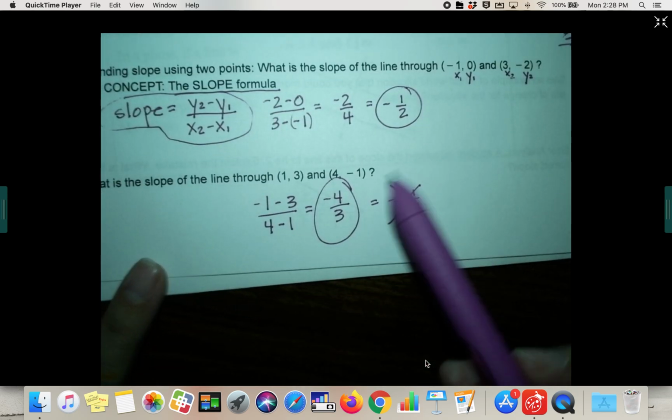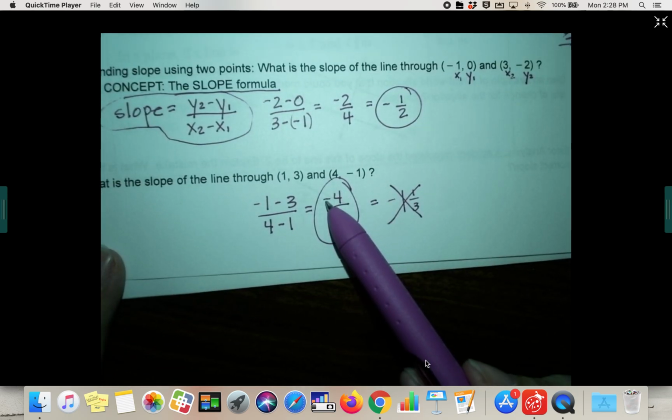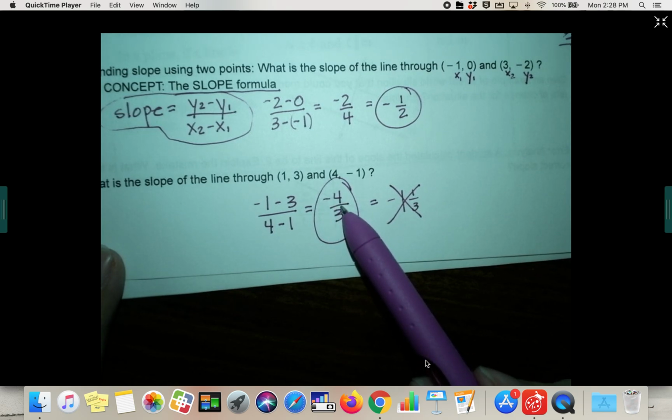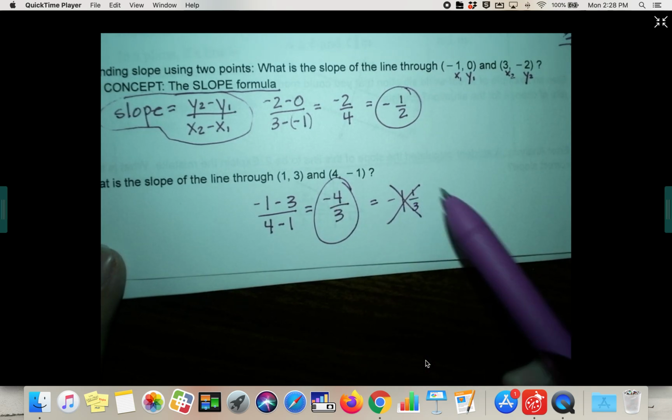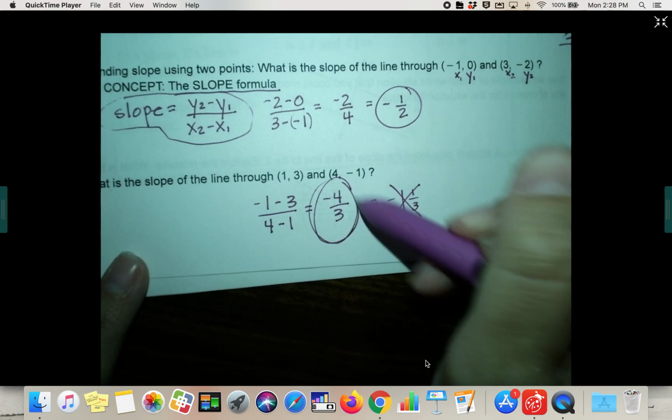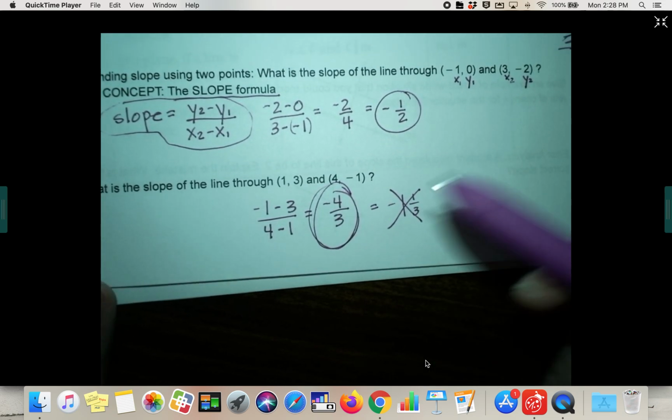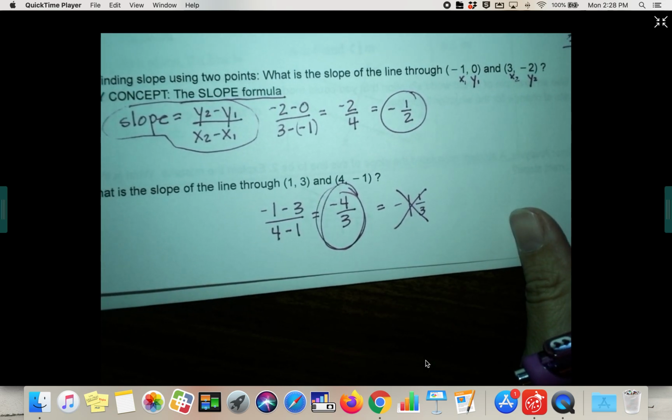How many do I go up and how many do I go over? Or in this case, how many would I go down and how many would I go over? So if you change it to a mixed number, that's confusing. So even though it's improper, just leave it, because I could put that on a graph and it makes sense.